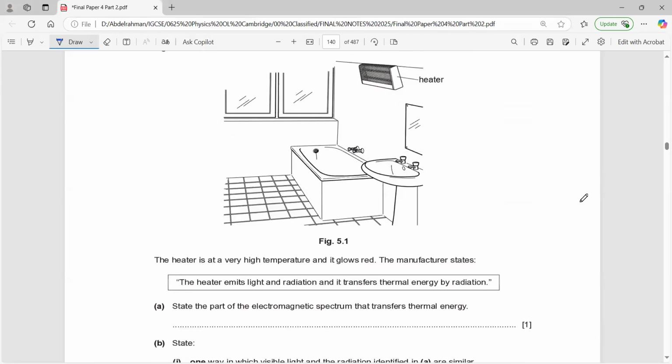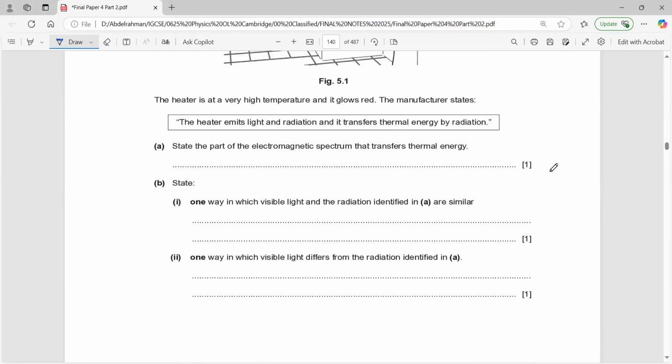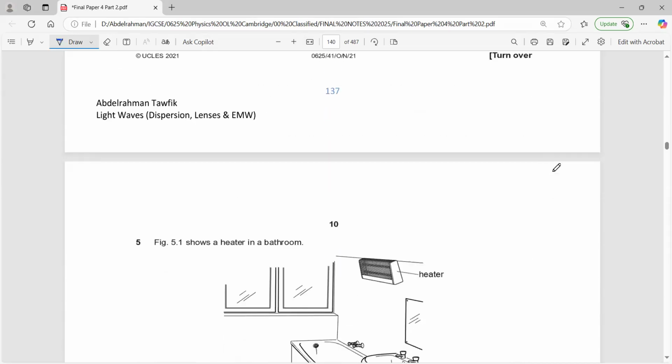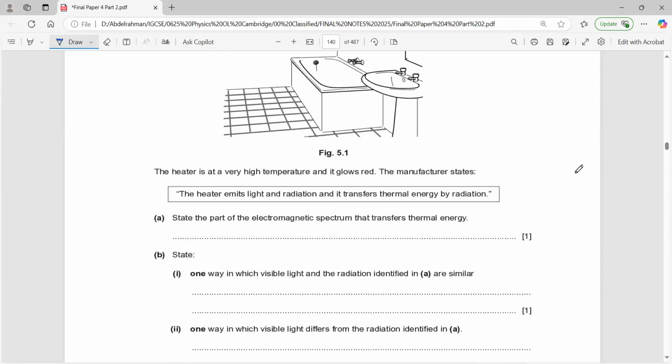I wanted to solve one more question. Let's solve this question quite quickly.